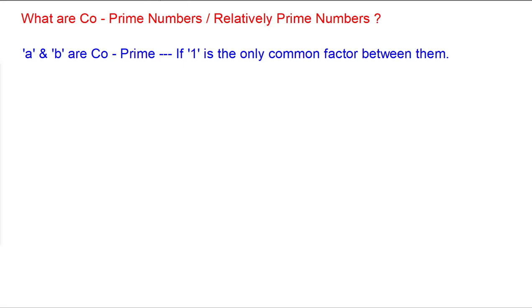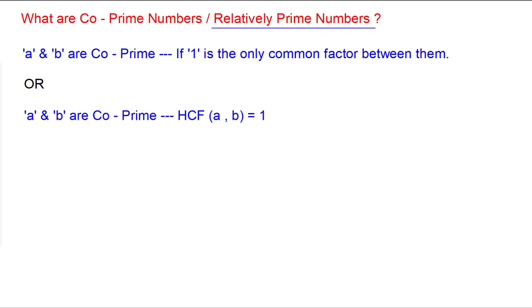Another definition of coprime numbers is: A and B, these two numbers are coprime if the highest common factor, that is the HCF of these two numbers, is 1. So if A and B are coprime, then 1 has to be the only common factor between them. If A and B are coprime, then the HCF of A and B has to be 1. Coprime numbers are also called relatively prime numbers.